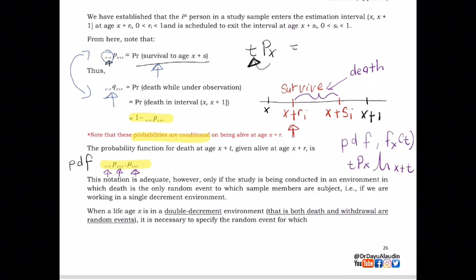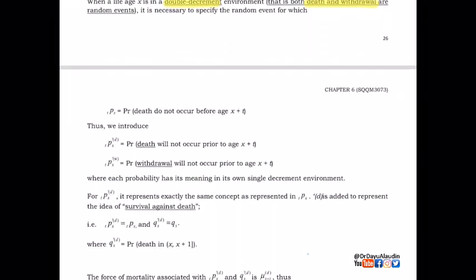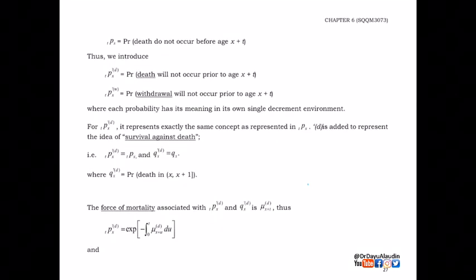So this notation is adequate, however, only if the study is being conducted in an environment in which death is the only random event. So before this, our random event is only one, about death. Now for both death and withdrawal as the random events. So now we have tpxD and tpxW. tpxD for death and tpxW is for withdrawal.